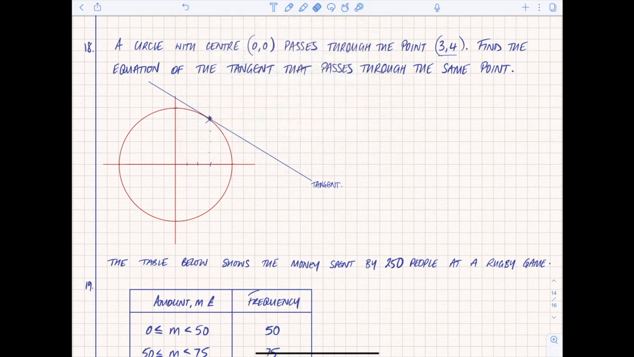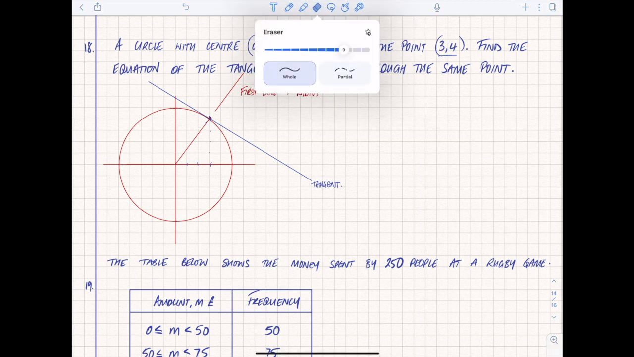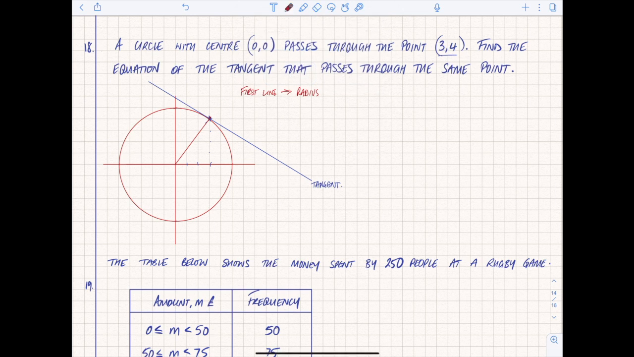So what I need to do is try and find the perpendicular to this. The perpendicular to this tangent line would be this line here. So what I now need to do is find the equation of the red line. Let's call that the first line. Now that first line is actually going to be my radius, because if I get rid of the last bit of this line here, and I just keep the first part of that line, you can very clearly see that that is the radius of the circle.